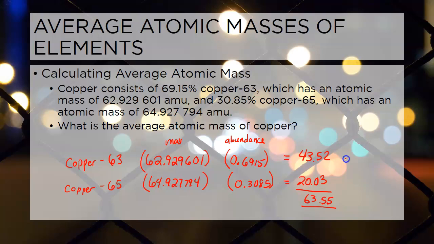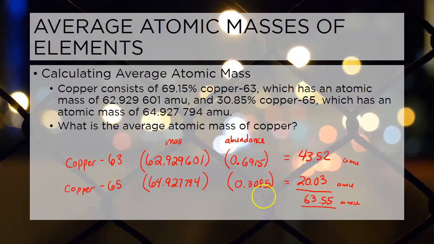So what we did was we took each one's mass times its abundance, and then we added those together. You could have two isotopes like this one, 3 isotopes, 4 isotopes, but you're just going to multiply the mass times the abundance and then add them all together. Any questions on how I got that 63.55?